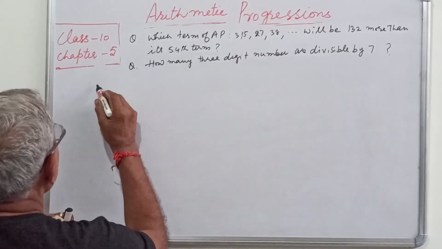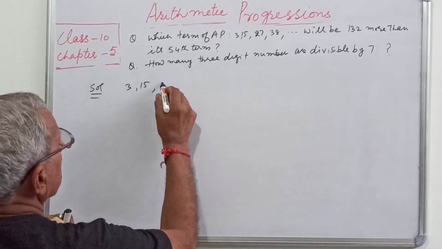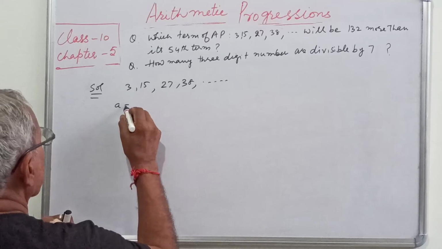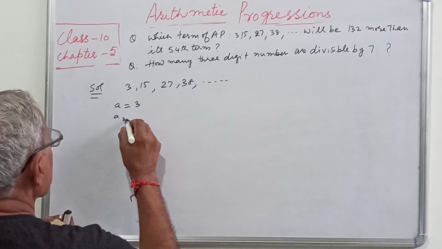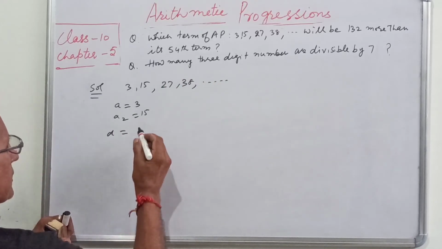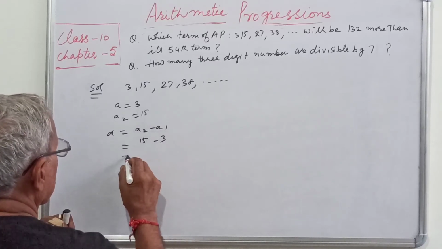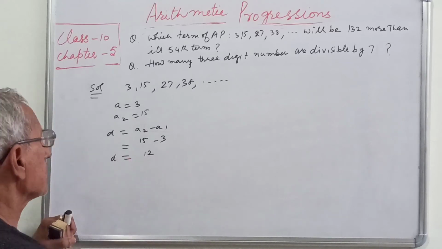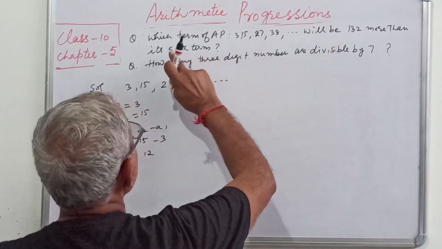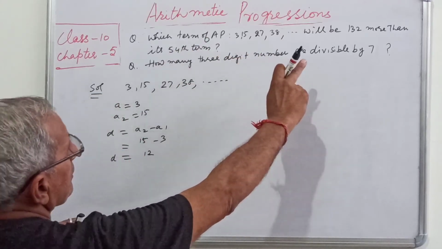So the given AP is 3, 15, 27, 39. Here the first term is 3, the second term is 15, the third term is 27. So the common difference is a2 minus a1, 15 minus 3, that is 12. So the common difference for this AP is 12. And we have to find which term, the nth term. The 54th term is given.